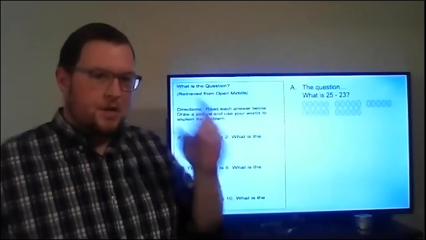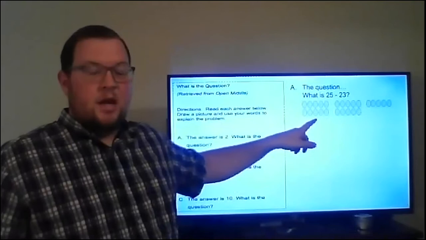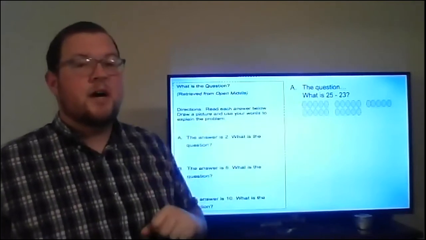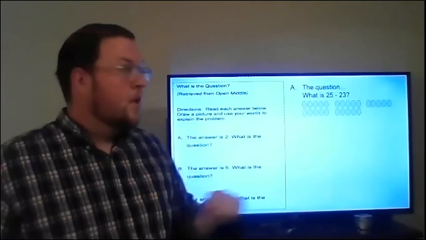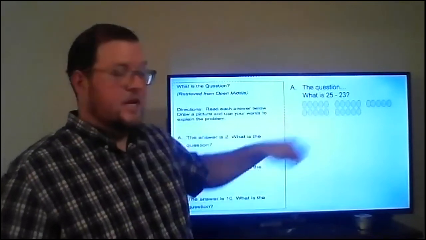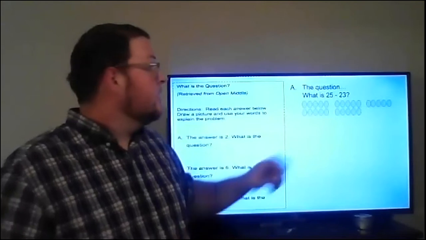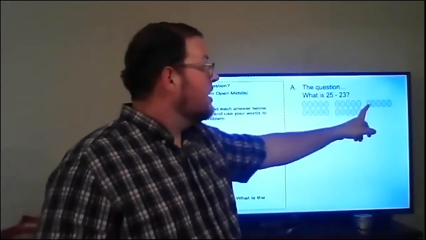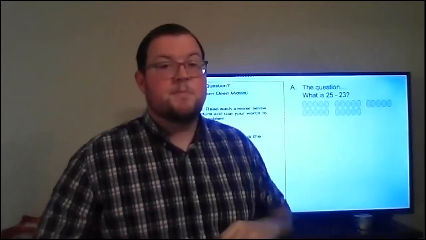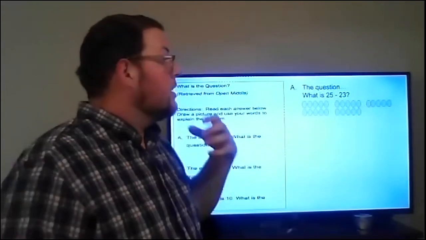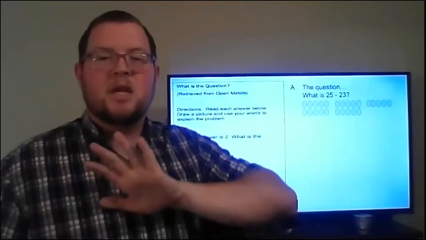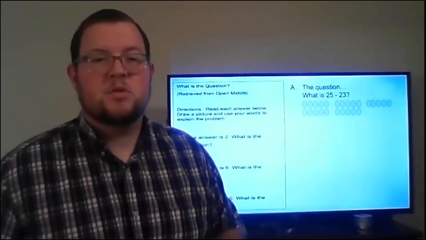So up here, I hope you're able to see it. I have 25 little circles. Now I have 10 here together in a 10 frame fashion. I have 10 here, which gives us 20, in another 10 frame fashion. Then I have 5 lined up down here. Now, how am I going to show 25 minus 23? Well, I'm just going to go ahead and get rid of 23 of those circles.